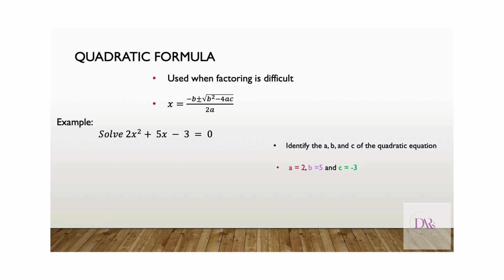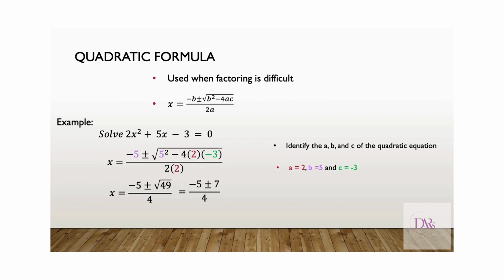Now we will substitute the following into the given formula. Notice I kept the same colors of the coefficients that were stated and used them in the formula to substitute. So now we have -5 plus or minus the square root of 5 squared minus 4 times 2 times -3, divided by 2 times 2. Now we take care of what's underneath the square root first. So we still have -5 plus or minus the square root of 49, divided by 4.